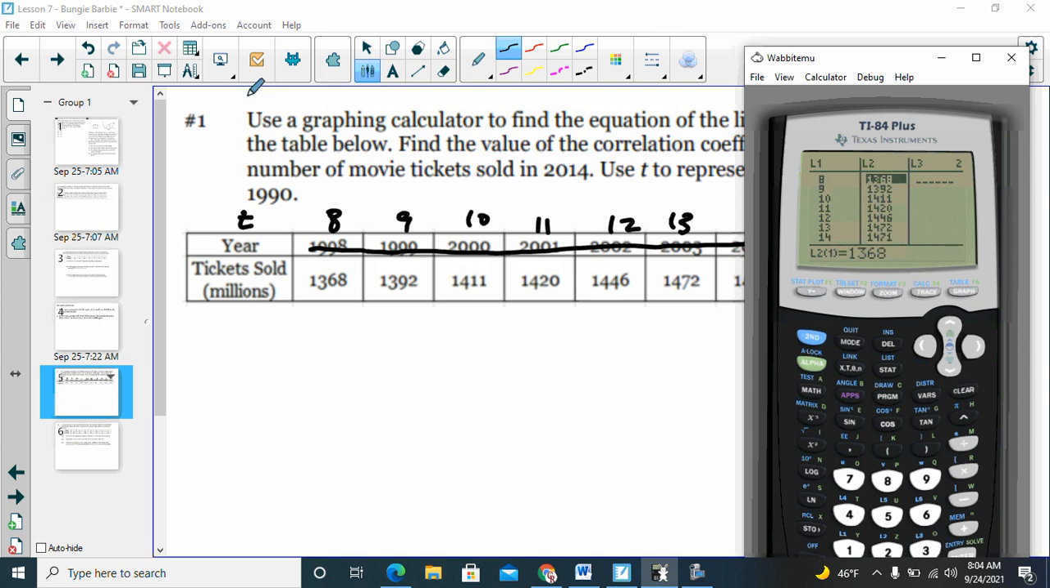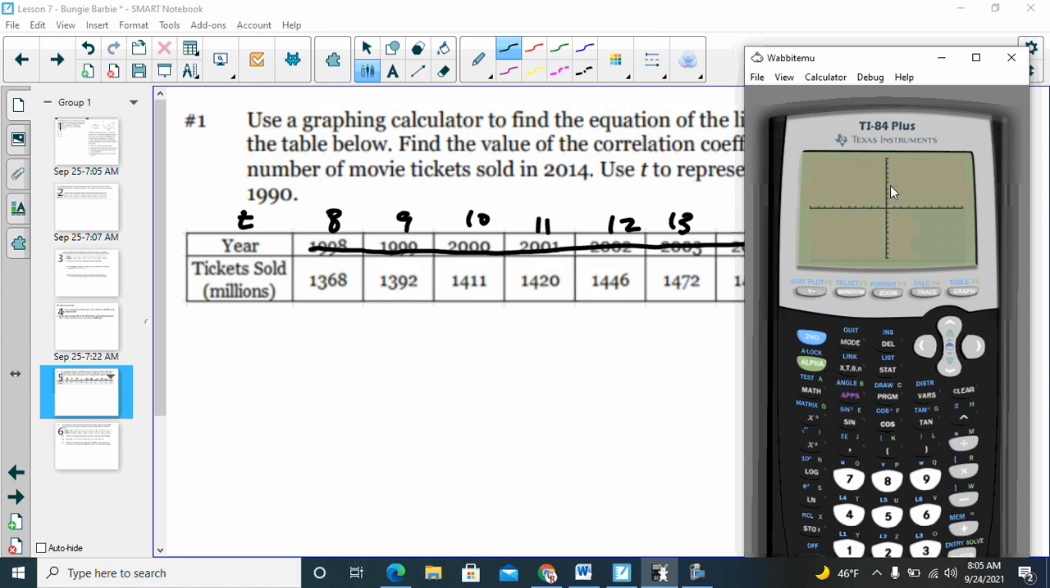In order to draw the scatter plot, it doesn't ask for it, but it's good to see. Once I enter my data, if I push graph, I don't see anything. There's 2 reasons that may be the case. First of all, make sure your stat plot is on. Stat plot is up here in blue. Unless it's been turned off for some reason, it should still be on from when we did this in class last time. Notice plot 1 I have off. I'm going to turn it on.